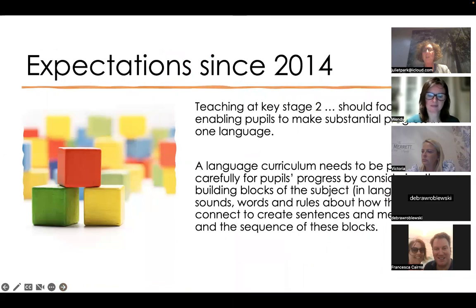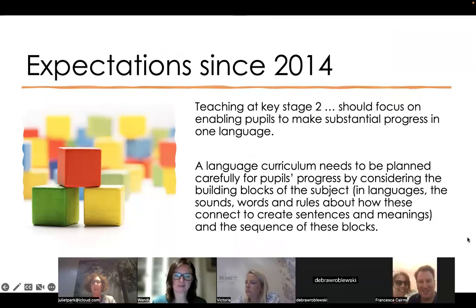So I just want to put up the expectations. I'm not going to waffle on with this. I'd like you to just have a quick read. This kind of sets the scene along with a few other things. So if you just have a read of that, please.